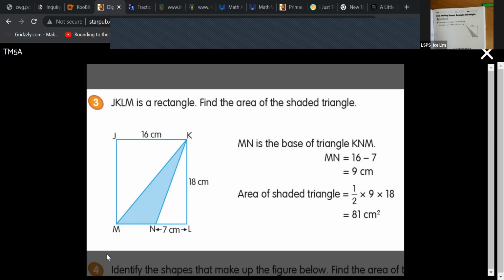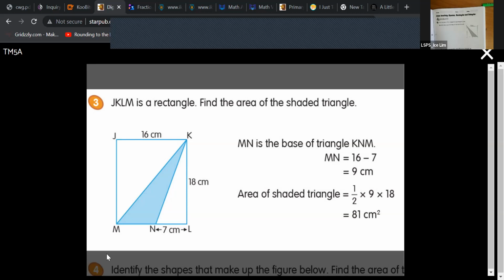Okay, so in conclusion, to solve all word problems to do with this chapter, there are just three things you need to do. First, ask yourself, do I have the measurements that I can get to the answer directly? You know what I'm talking about? I try to find the answer directly.